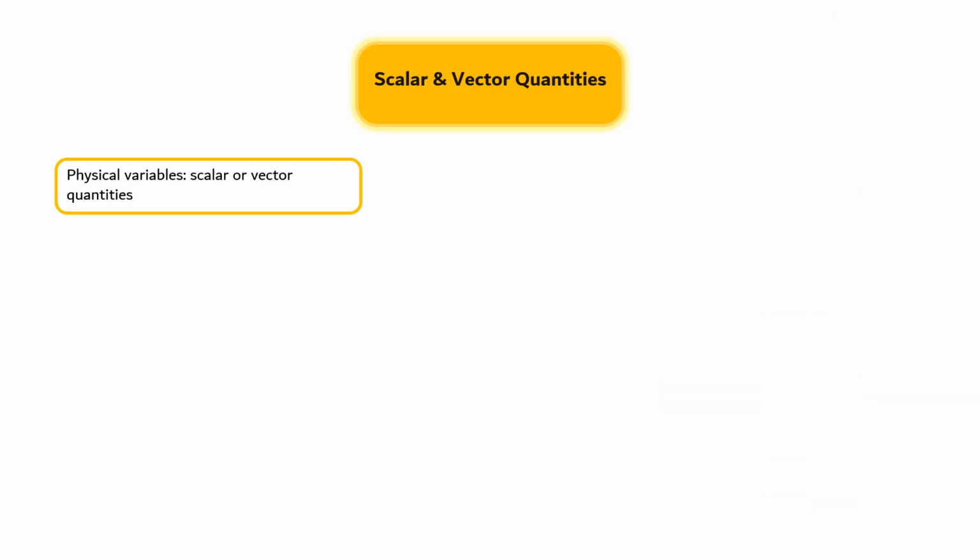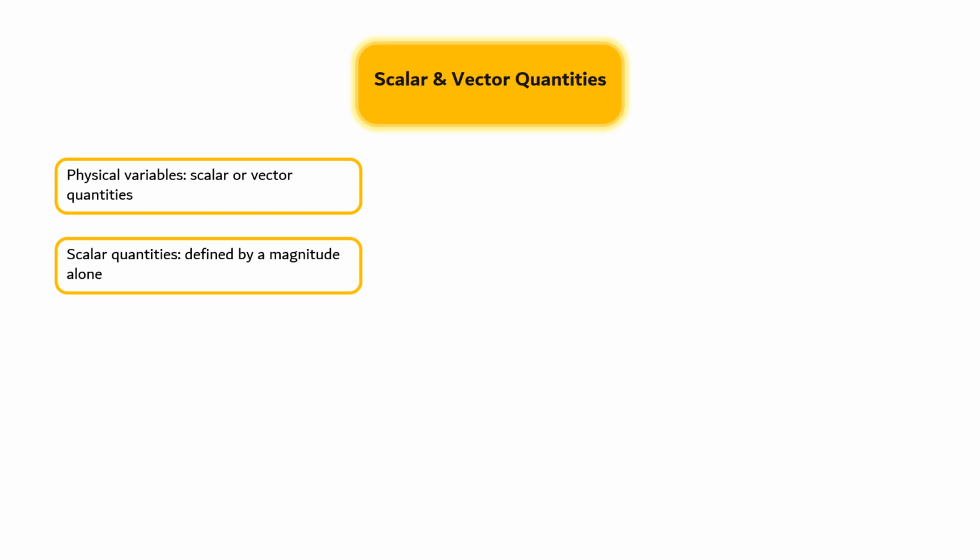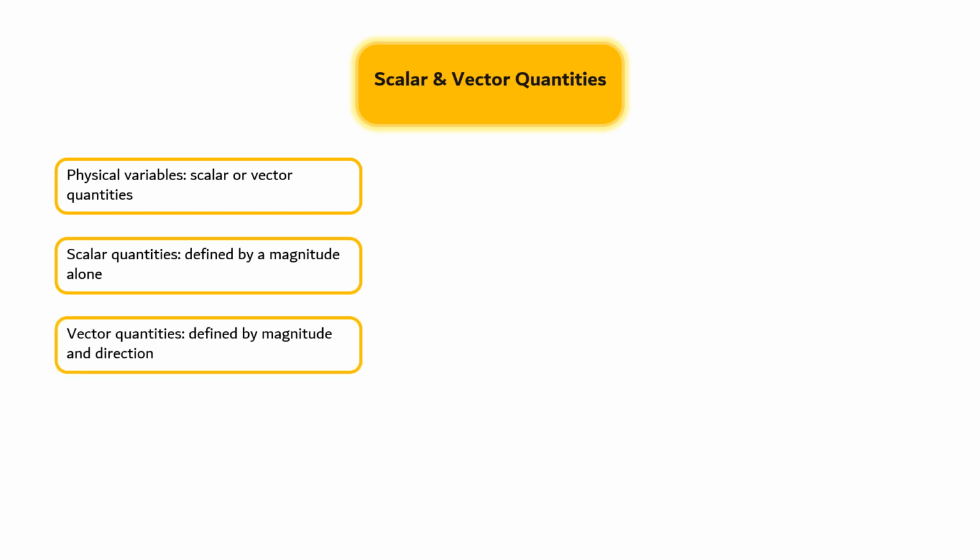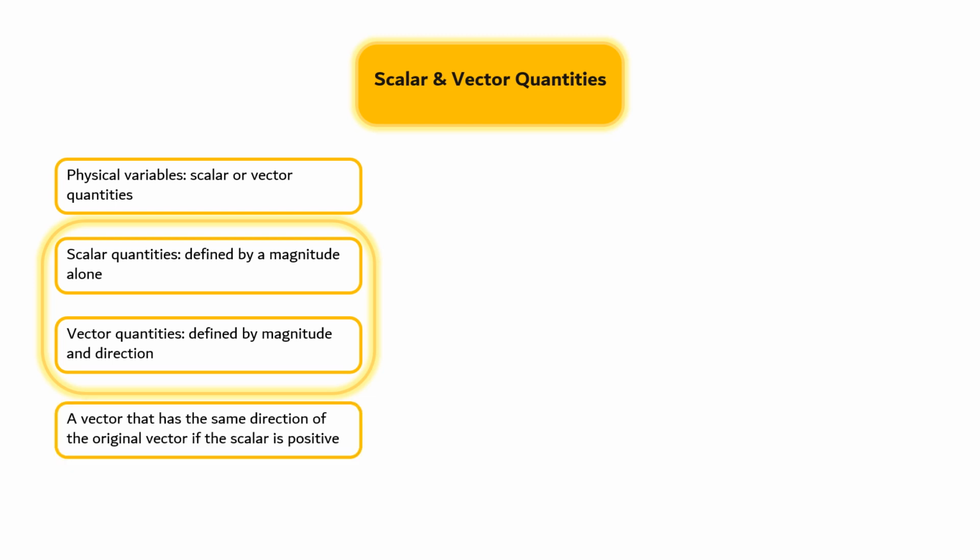Physical variables are either scalar or vector quantities. Scalar quantities can be defined by a magnitude alone. A vector quantity must be defined by both magnitude and direction. The product of a scalar quantity and a vector quantity is a vector that has the same direction as the original vector if the scalar is positive.